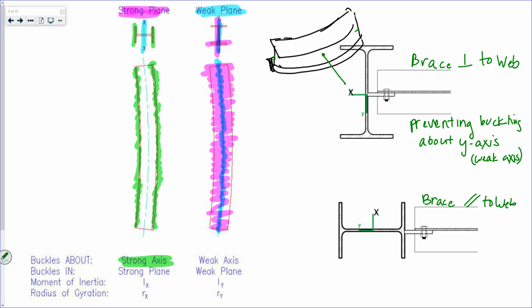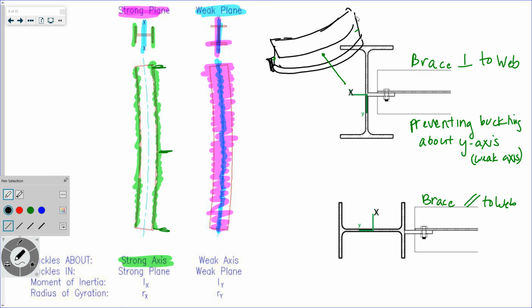It'd be like if you put a brace right here. There's the top and there's the bottom. It would look like that. How would that look?